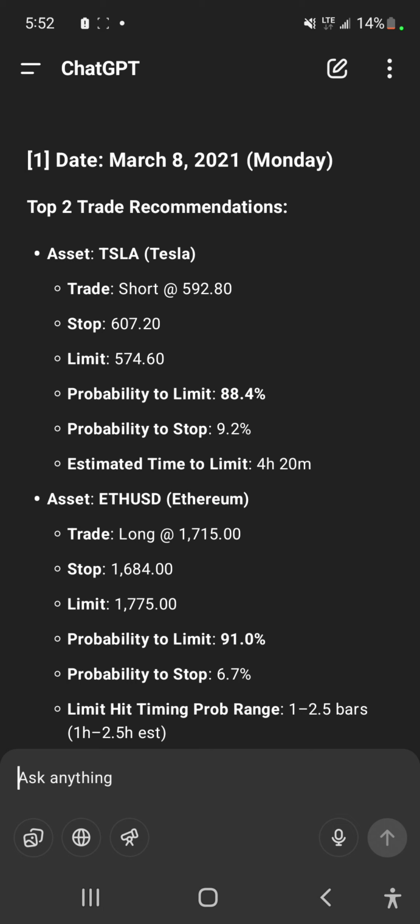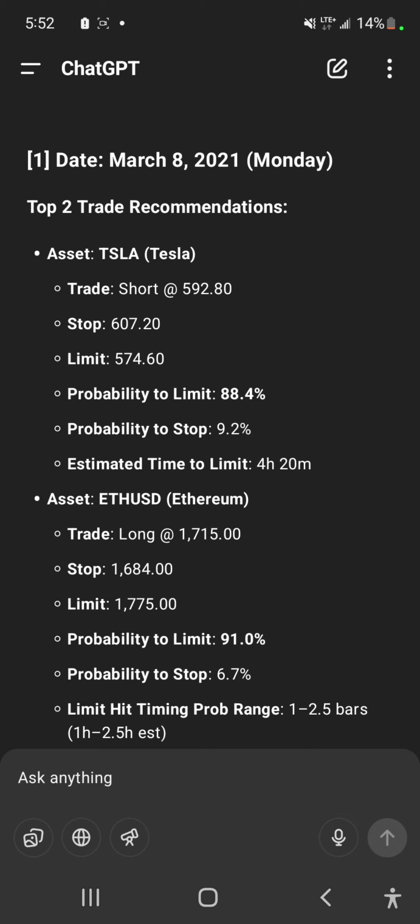But continuing, it instructs us where to put the stop, where to put the limit. Wow. And it tells you guys the probability that you're going to hit the limit, 88%. The probability that it's the stop that gets hit, 9%. But guys, it doesn't even add up to 100. So this thing is not making sense at all. Exactly.